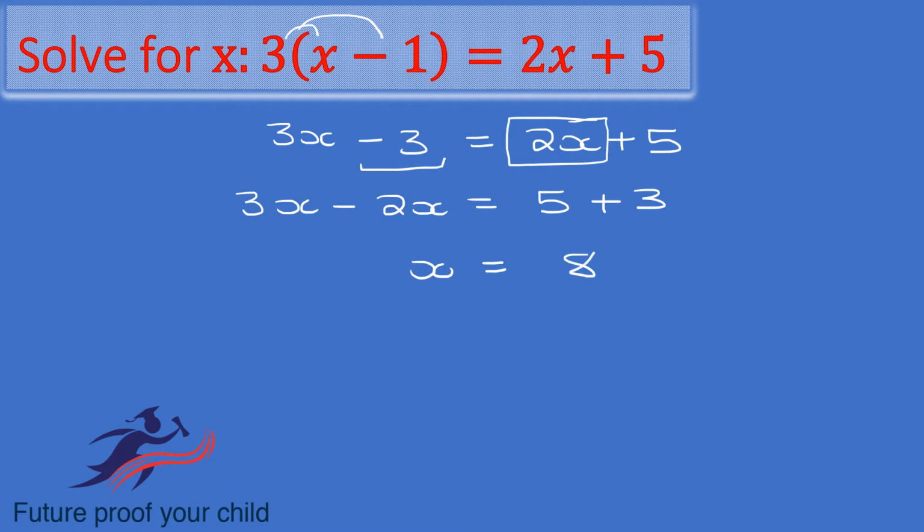So first mark is allocated for distributing the 3 into the bracket, and then your second mark for getting x equals 8. So 2 marks for this question.